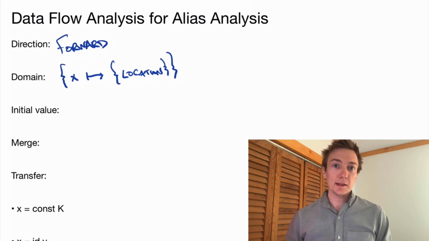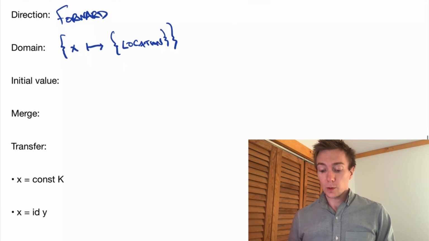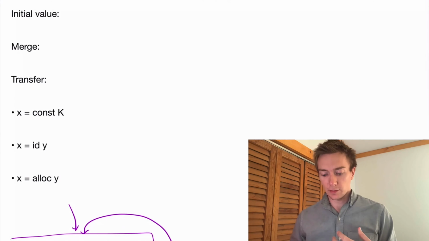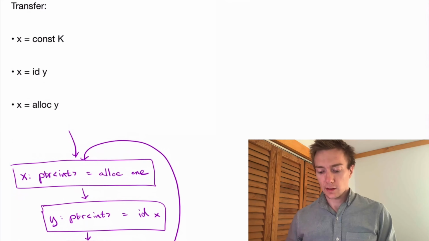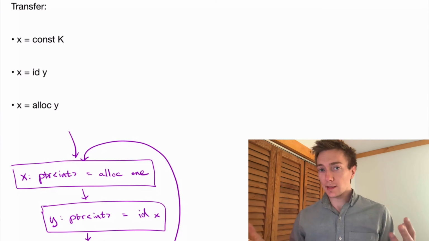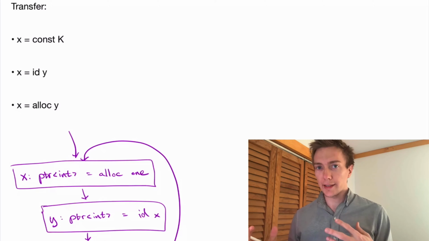optimizations. I'd like you to pause the video now and think about the rest of the aspects of the data flow framework. That is, what do we have to do? What will be the initial value for this analysis? What will be the merge function? And what will be the transfer function for these three instructions? You can think about how to extend these to all the rest of the instructions too, but these, I argue, are the important representative ones. Think about this for a moment and convince yourself that you have a minimal working, accurate alias analysis.